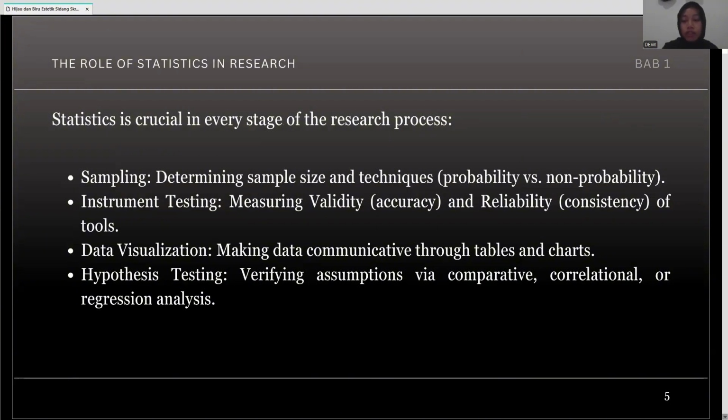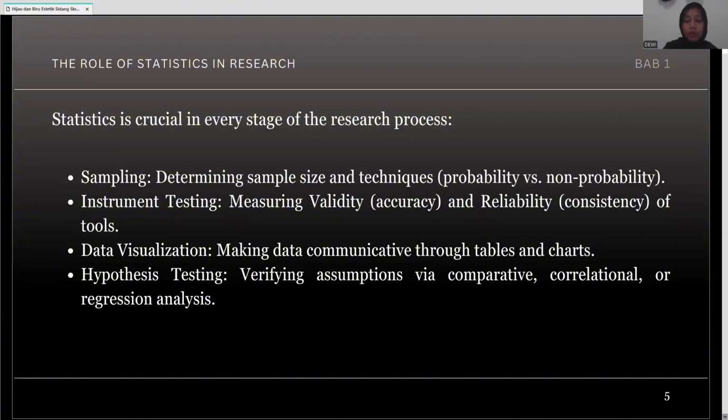Role of statistics in research. Statistics is important in every stage of research. It helps determine sampling technique, test validity and reliability, visualize data, and test hypotheses through comparative or correlational analysis.